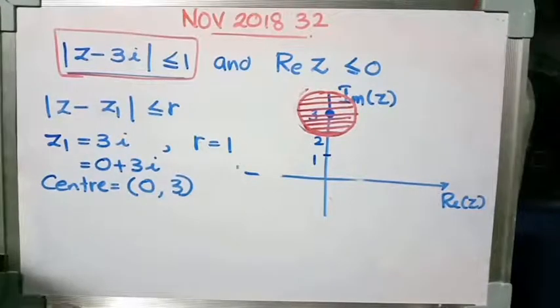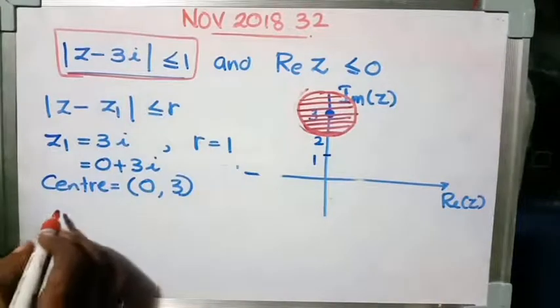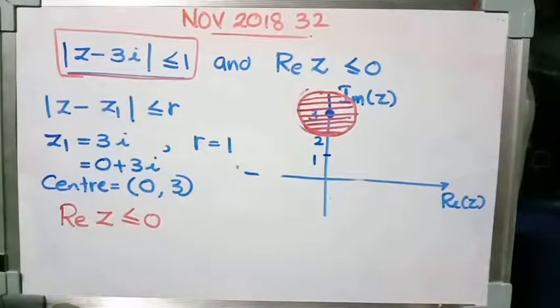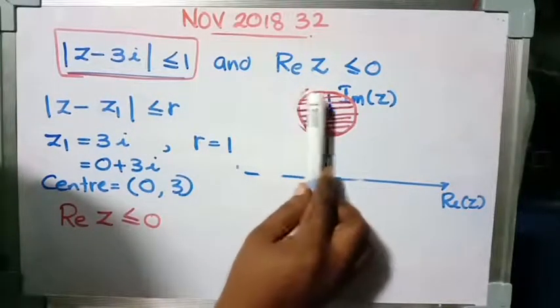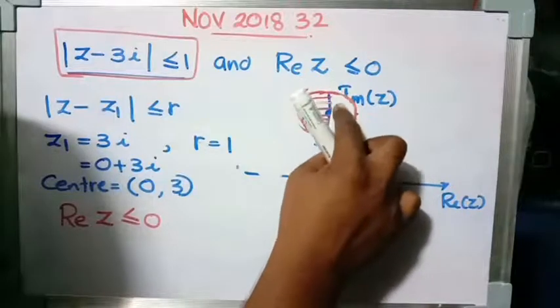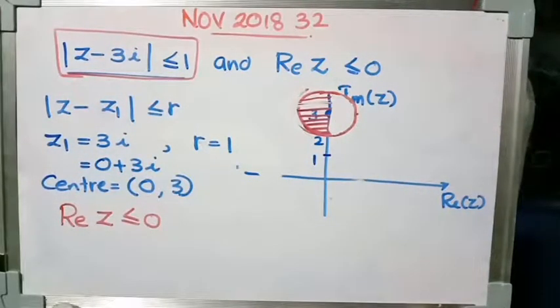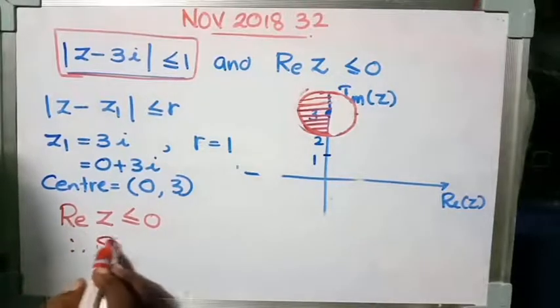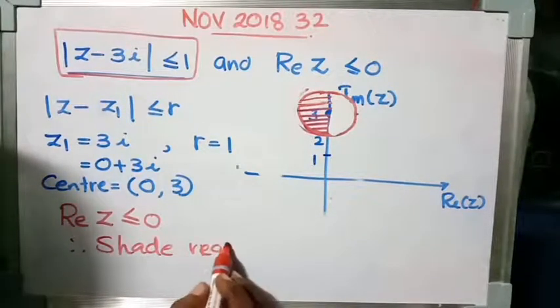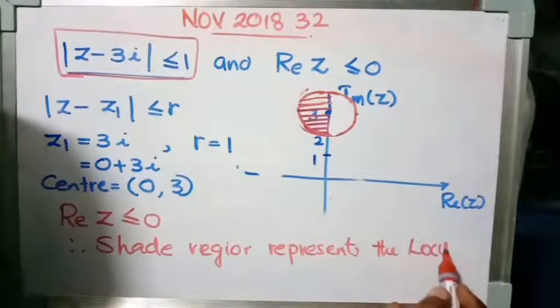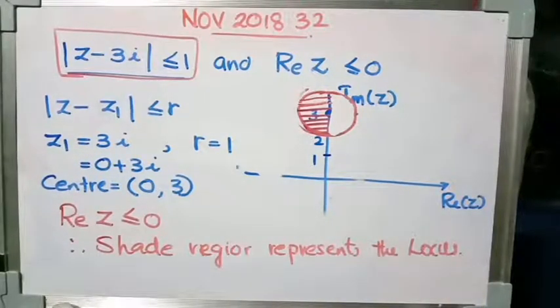But we need to represent one more locus here: the real part of z less than or equal to 0. In this z, we want the real part less than or equal to 0. Real part less than or equal to 0 means we want only this region, so we do not want this part. So the locus is represented by this shaded region. That is fine.